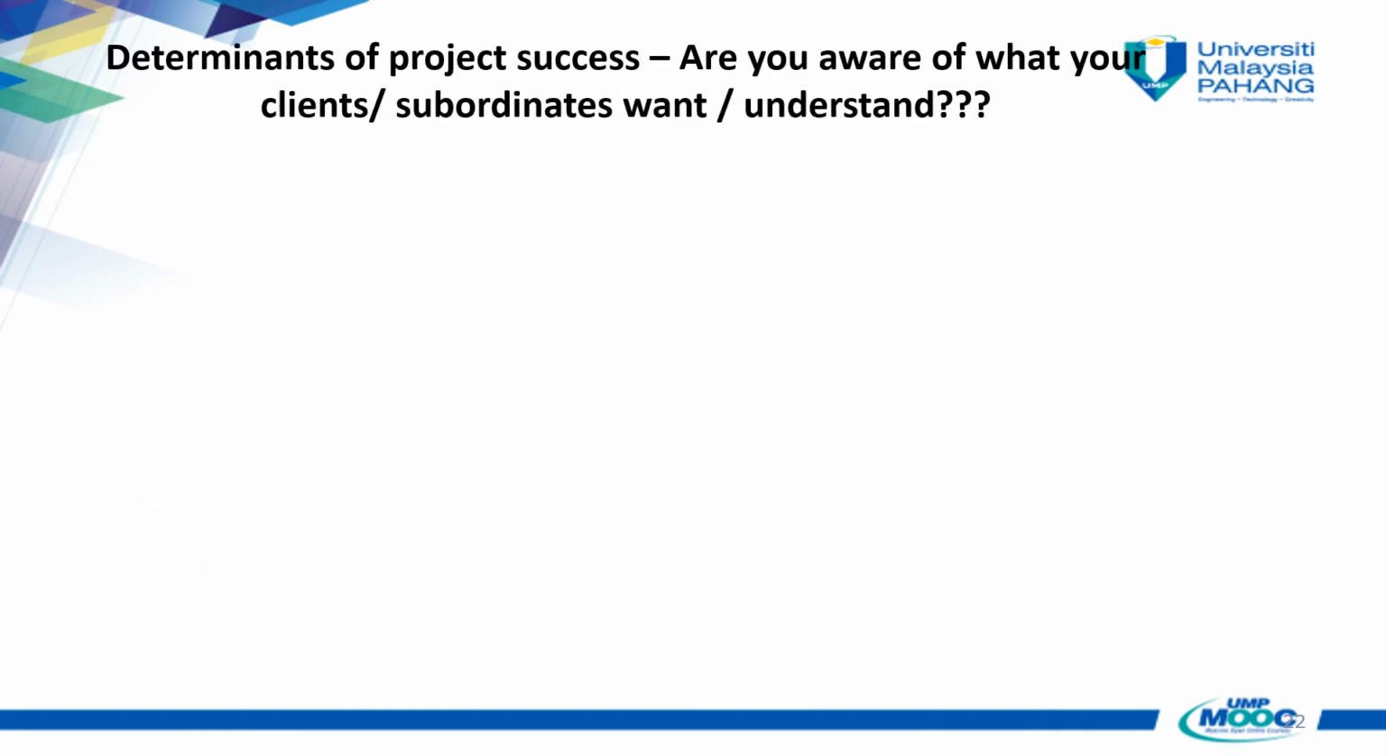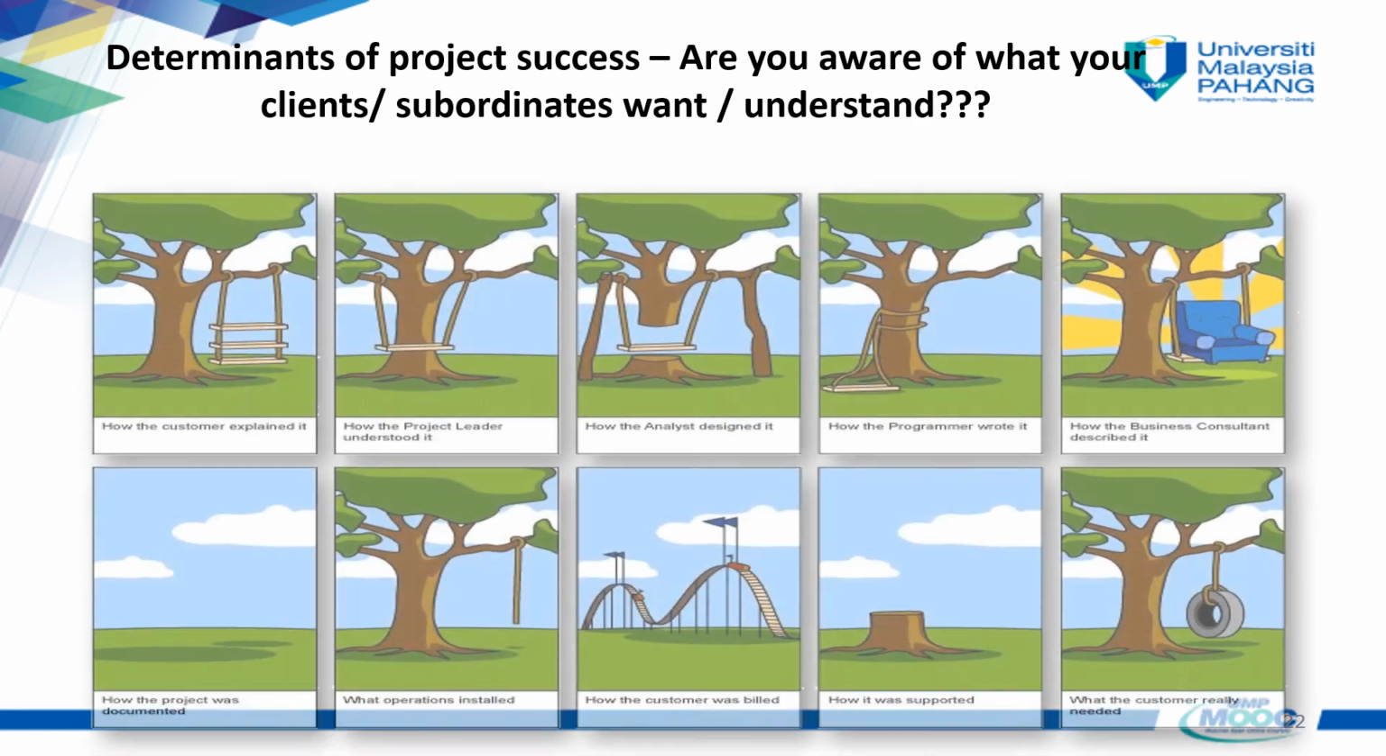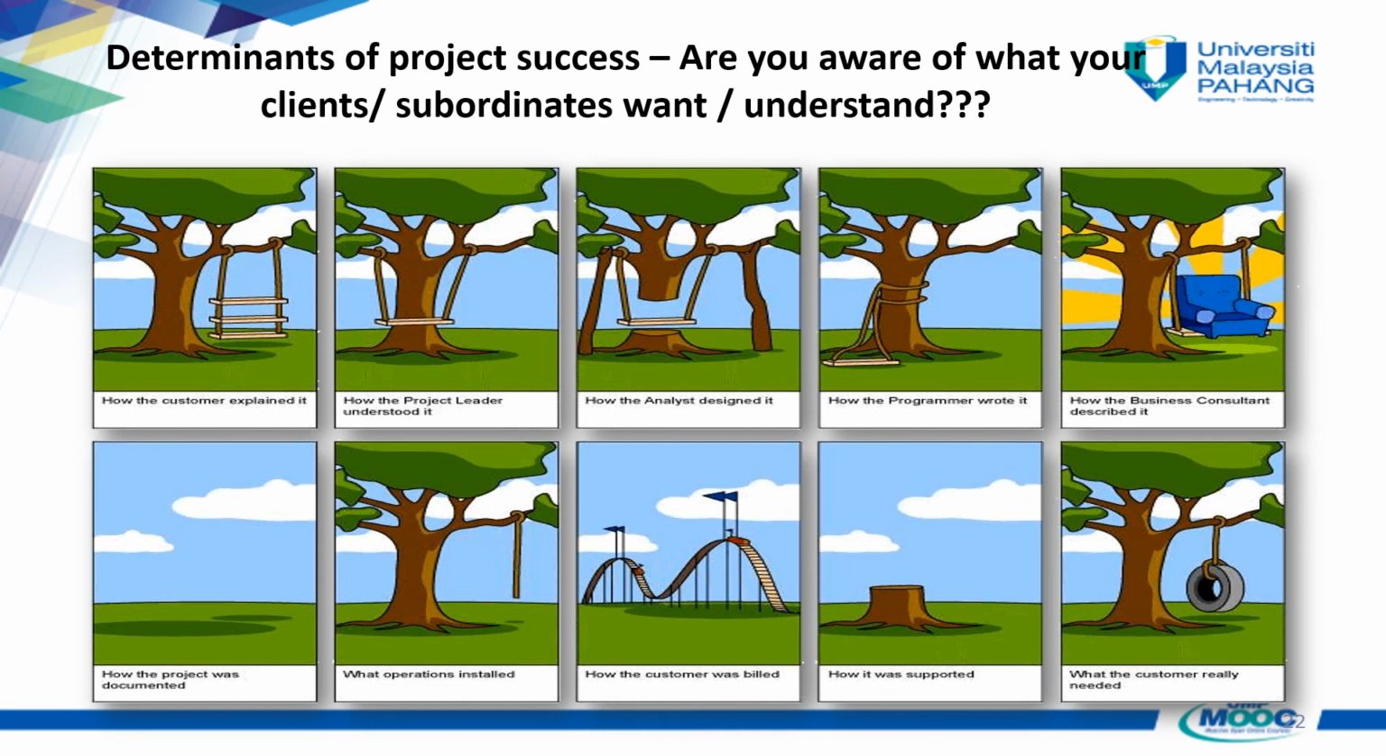Okay, let's see one of the truths. To determine our project success, are you aware of what your client's subordinate wants or understands? And this is what our customer explained. What is the product the market wants? All right, in our product life cycle, and this is how our project leader understood and interpreted it. So after that, the project leader will ask our engineering analysis to design it, and then this is how they design it.